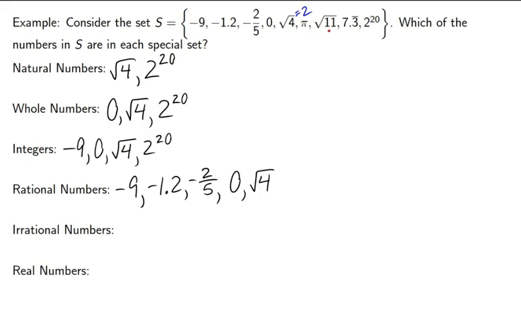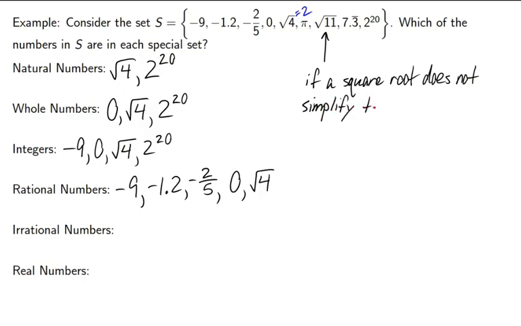How about square root of 11? You might not be too sure about this one. You might plug it in your calculator and get about 10 decimal places on it, but it's still not clear whether it terminates or repeats from that. So here's a general tip. If a square root does not simplify to an integer, then it is irrational.